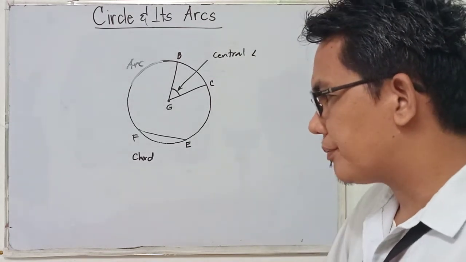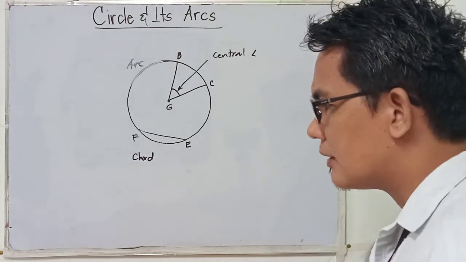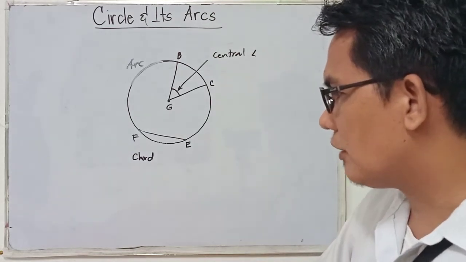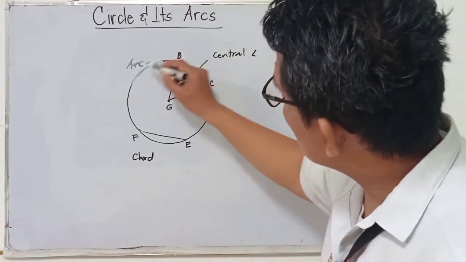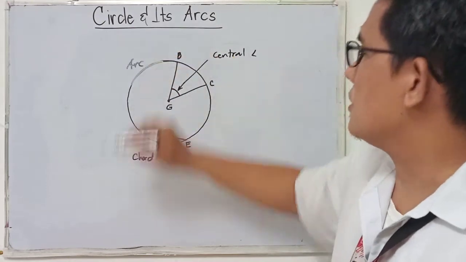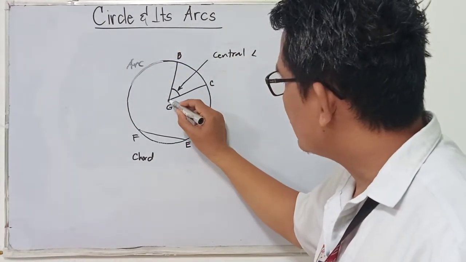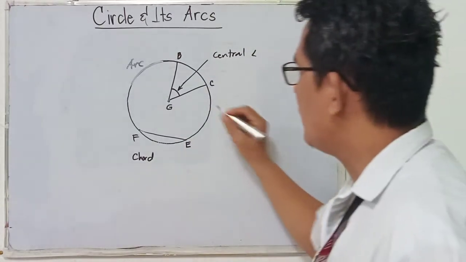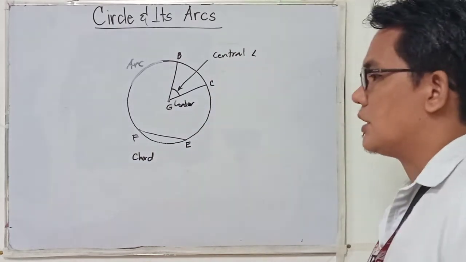So number 4, it is a fixed point equidistant from all points of the circle. Therefore, it is a point that is equidistant. We can say that there are an infinite number of points on the circle, and that point refers to this one here. That is called the center, or the center of the circle.